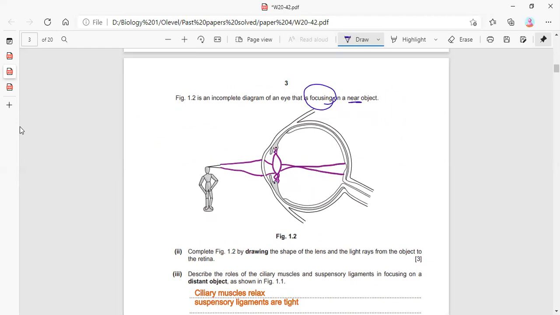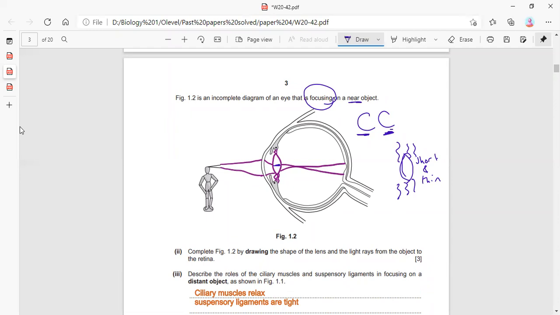في النير object لازم اللينس بتبقى ايه؟ تاني في النير اوبجكت قلنا في النير سي سي, سيليري ماسل كونتراكت. طب والسسبنسري ليجمنتس؟ they are loose. السسبنسري ليجمنتس اللي ماسكين اللينس they are loose. طالما they are loose يبقى اللينس مش مشدوده, اللينس هتبقى short and thin. يبقى أنا لما أجي أرسم اللينس it has to be a thick lens, تخينة كده زي ما أنتوا شايفين.